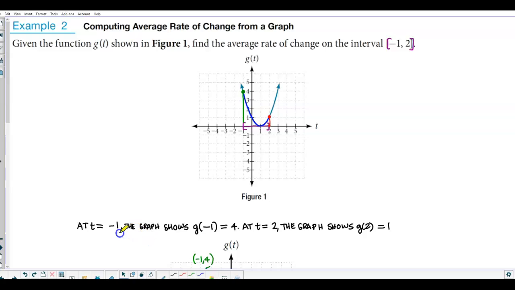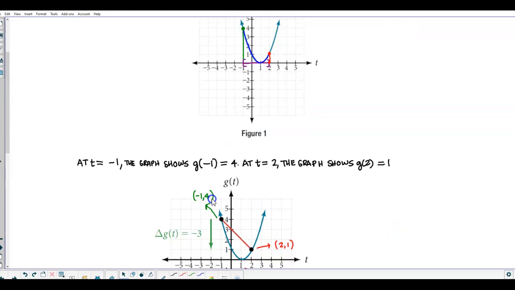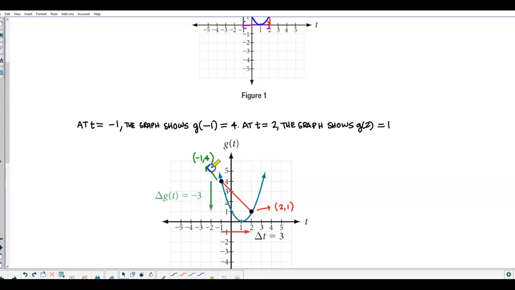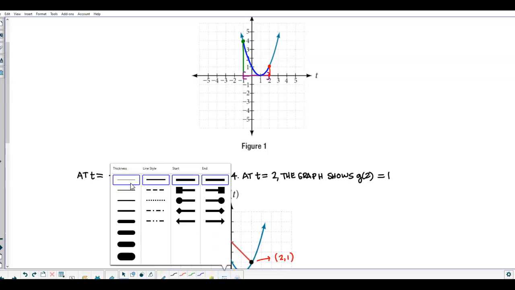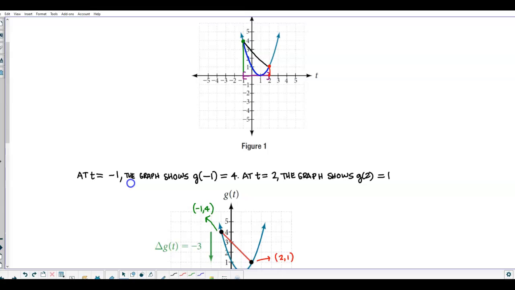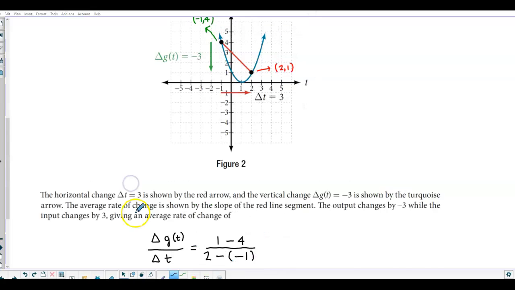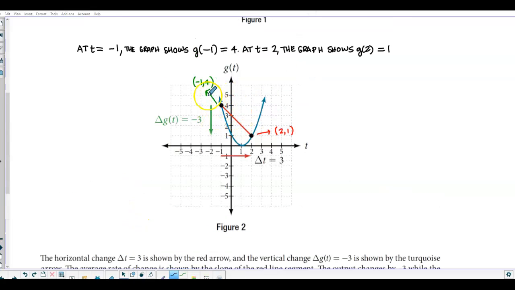So at t is equal to -1, like we said, the graph shows an output of 4. At t is equal to 2, we can see the graph shows an output of 1. So we have two ordered pairs: -1, 4, and 2, 1. We're going to connect these two dots and then use those ordered pairs to find the rate of change.